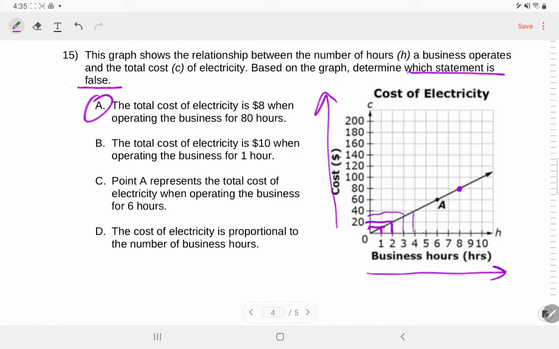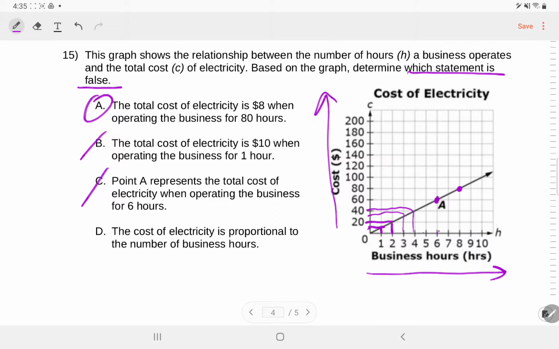4 hours is at 40. So this is actually true, okay? Every hour is worth $10. Point A represents the total cost of electricity when operating for the business for 6 hours. So 6 hours right here, point A, and this represents the total cost. Yes, it does. So that's a true statement.